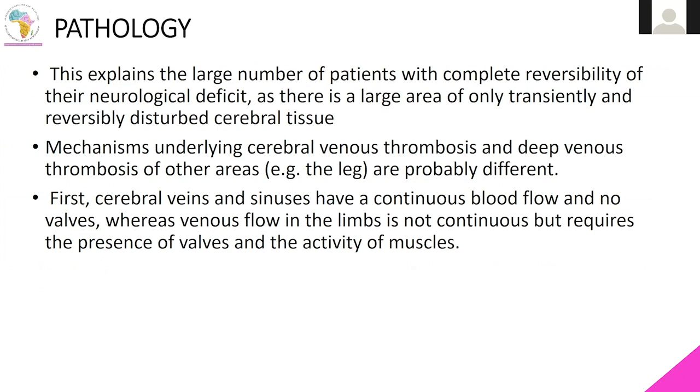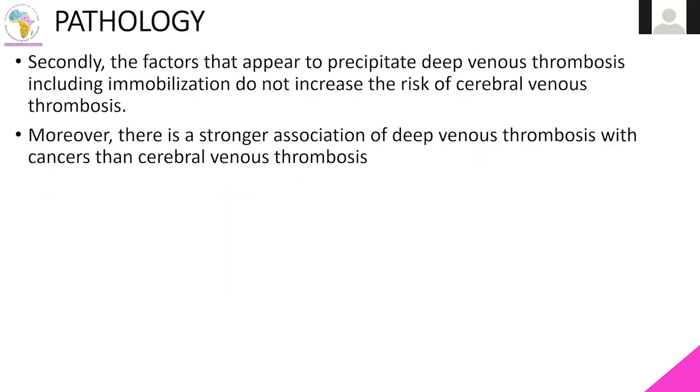Mechanisms underlying cerebral venous thrombosis and deep venous thrombosis of other areas are probably different. First, cerebral veins and sinuses have a continuous blood flow and no valves, whereas venous flow in the limbs is not continuous but requires the presence of valves and the activity of muscles. Secondly, the factors that appear to precipitate deep venous thrombosis, including immobilization, do not increase the risk of cerebral venous thrombosis. Very important to know. Moreover, there is a stronger association of deep venous thrombosis with cancers than cerebral venous thrombosis.